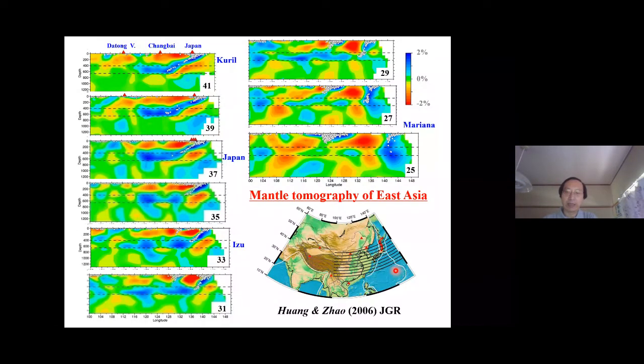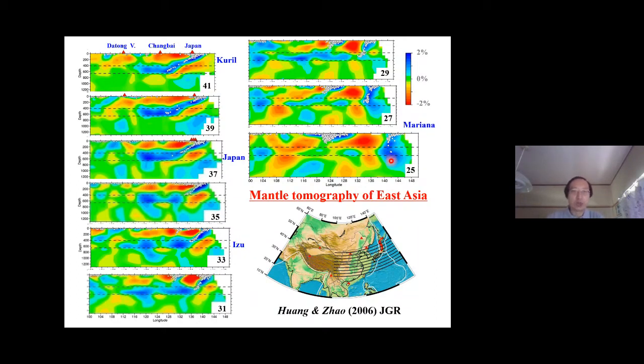In the southern cross sections beneath Izu-Mariana, we can see the subducting Pacific slab become vertical, and it is directly penetrating down to the lower mantle. However, in the Izu-Bonin region, we don't have many stations, so resolution becomes lower.